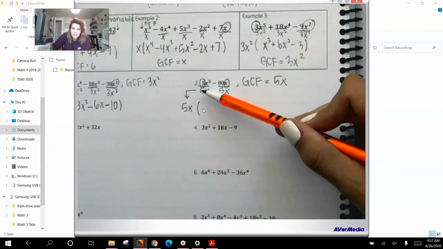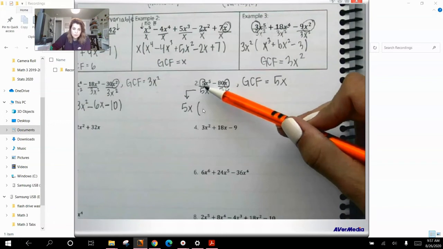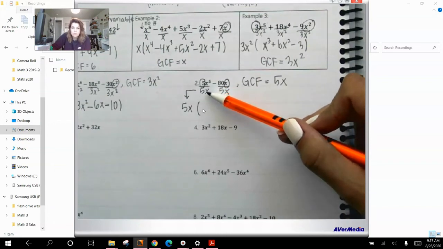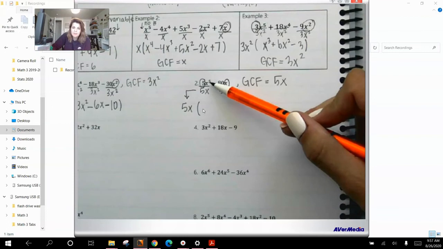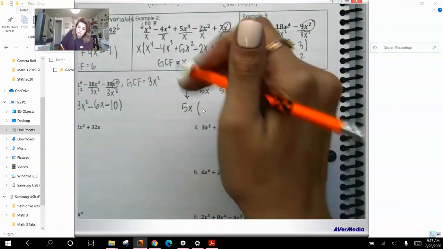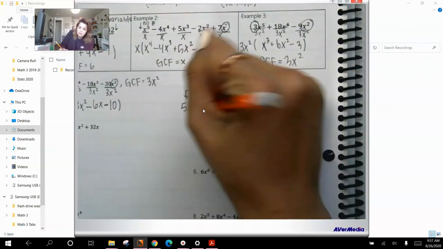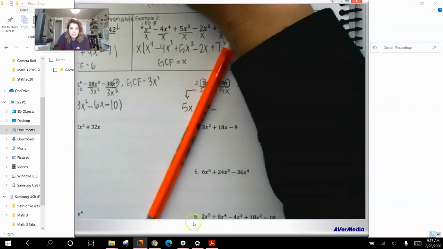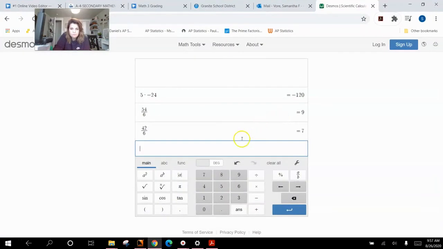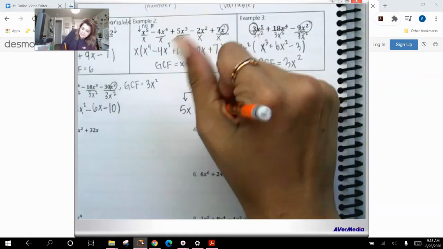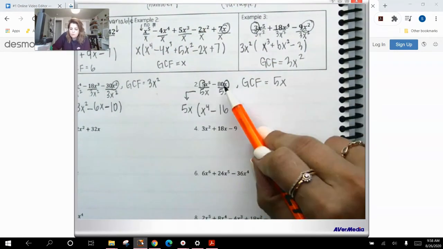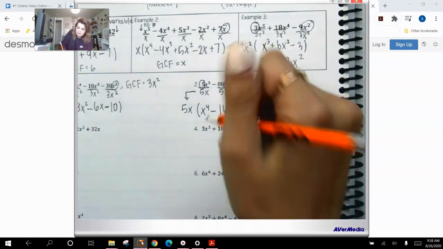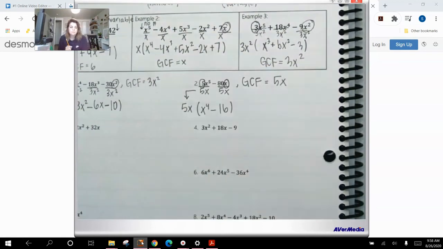5 divided by 5 is 1. We're not going to write that down, and we just go to the x's. If we have 5 x's and we take 1 away, that's going to leave us with x to the 4th. Minus 80 divided by 5, I'm going to need Desmos for that. 16. So I have minus 16. If I have 1x and I take it away, that leaves me with nothing.